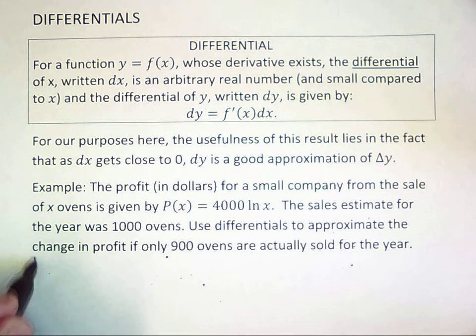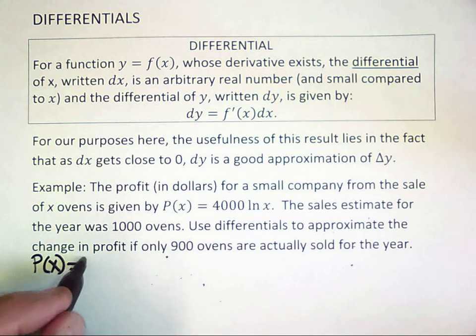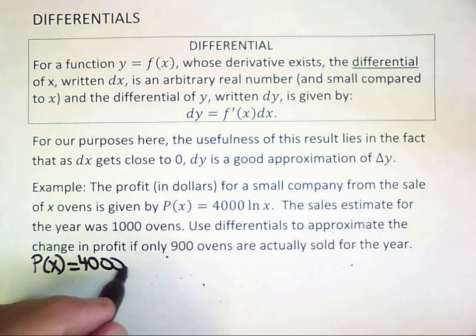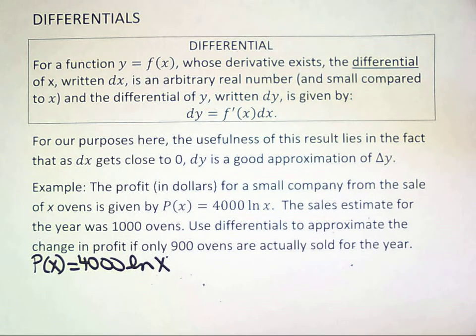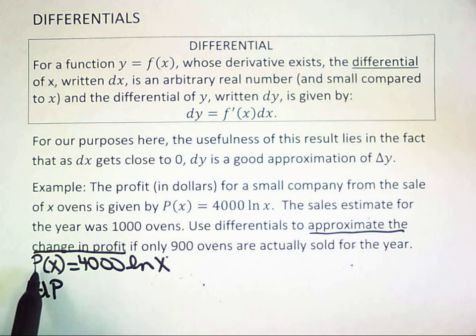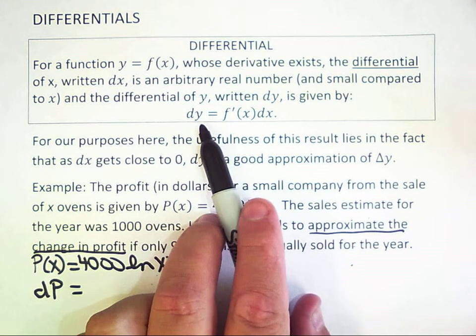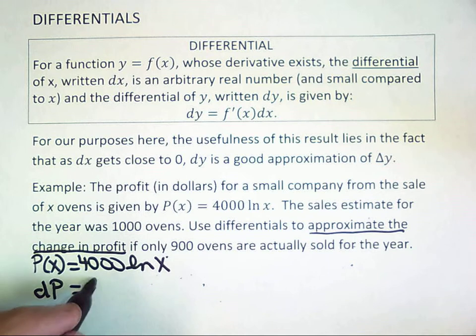So the first thing you do is look at the profit function. And realize they're asking us the approximate change in profit. So they want us to find dp. Now notice that we were using x and y before, now we're using p and x. It doesn't matter. So dp, according to our definition, we're using a p instead of a y, that's the only difference, is f prime of x dx.